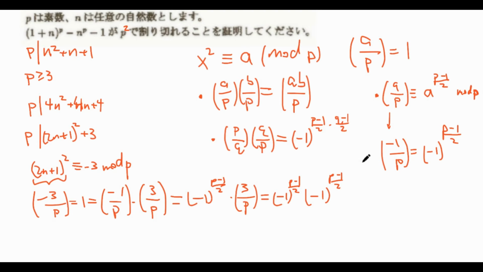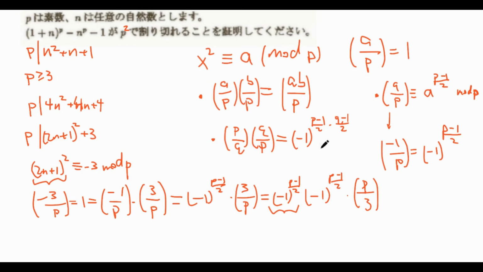So this just turns into negative 1 to the power of p minus 1 over 2, divided by q over p. So the fact that we know that q over p is either 1 or negative 1 tells us that 1 over q over p is just equal to q over p. So this is just times p over 3. Again, we already have a negative 1 to the power of p minus 1 over 2 on here, so we put that right here.